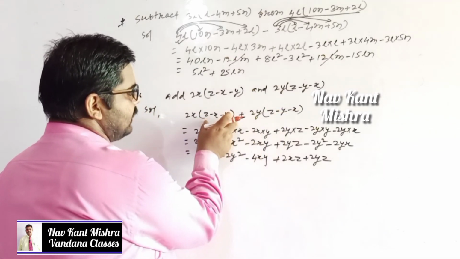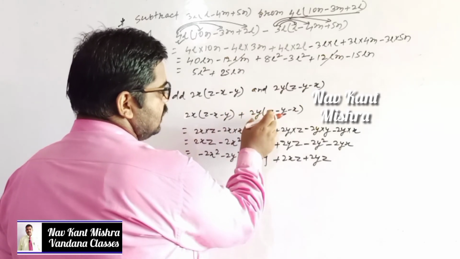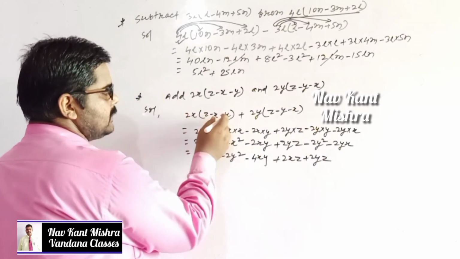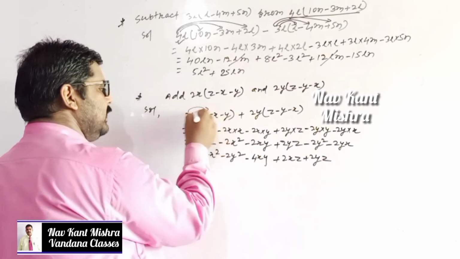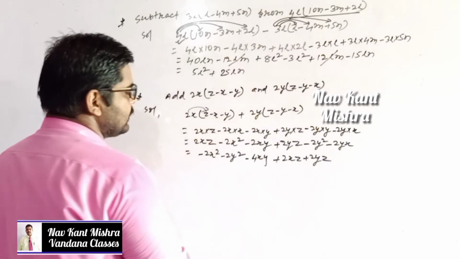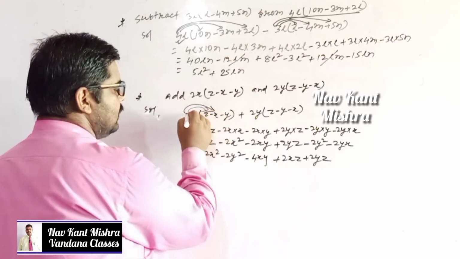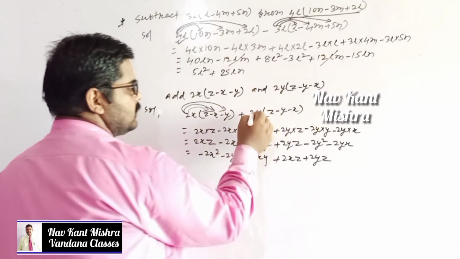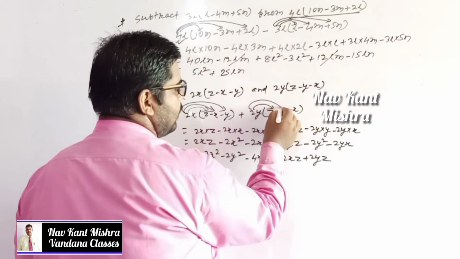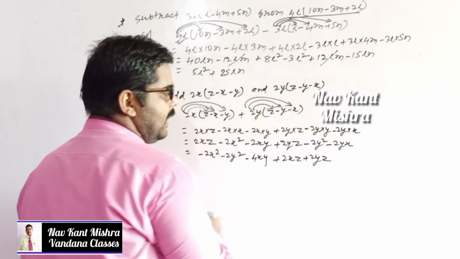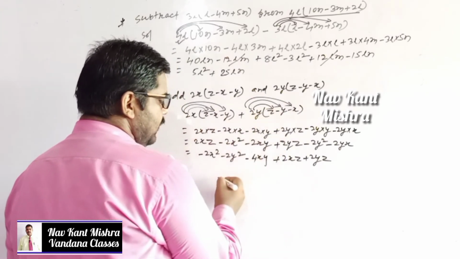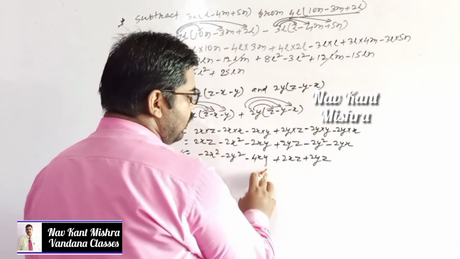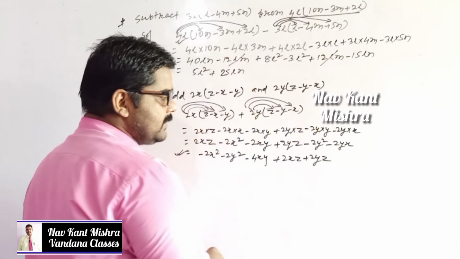2x is multiplied by z minus x minus y plus 2y into z minus y minus x. And you know very well that these are trinomials and they can be multiplied one by one, 2x with z, 2x with minus x and 2x with minus y. In this second part, you have to multiply 2y with z, 2y with minus y and 2y with minus x. And after simplification, you can get the result minus 2x square minus 2y square minus 4xy plus 2xz plus 2yz.